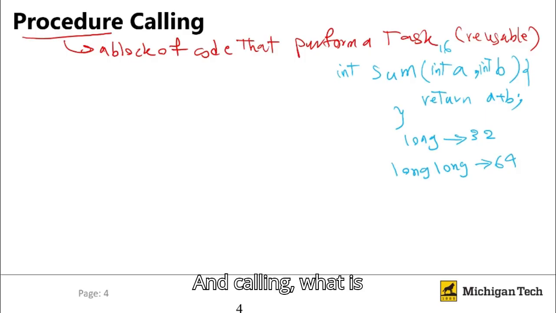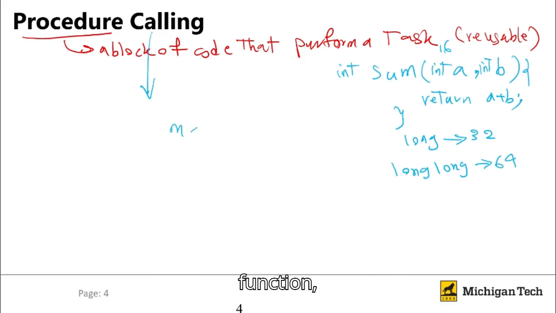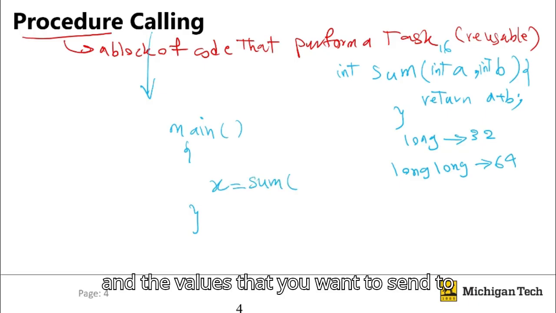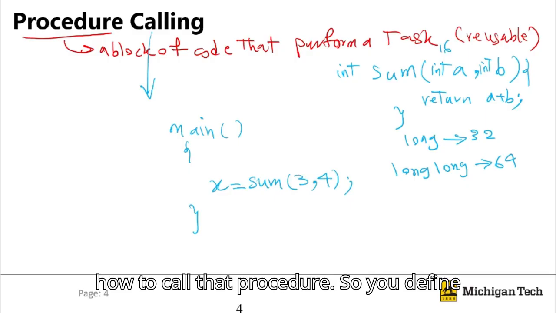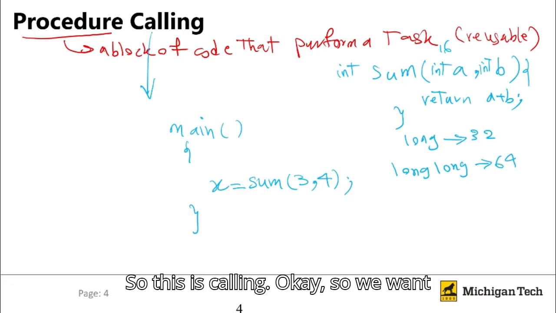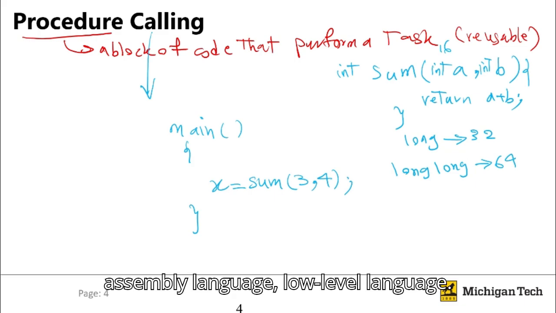And calling, what is calling? We need to call that function somewhere else. So for example, in the main function, you call this. How do you call this? You just write, for example, x is equal to sum, and the values that you want to send to that procedure, like 3 and 4. So this is how to call that procedure. So you define a procedure called sum, and you call it. So this is calling. Okay, so we want to implement this using assembly language, low-level language.